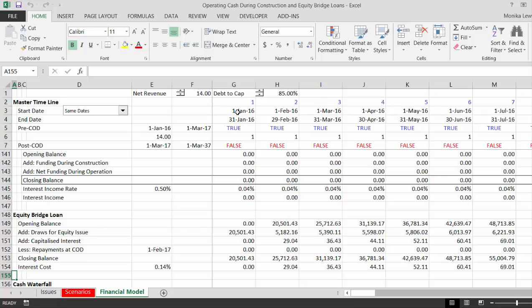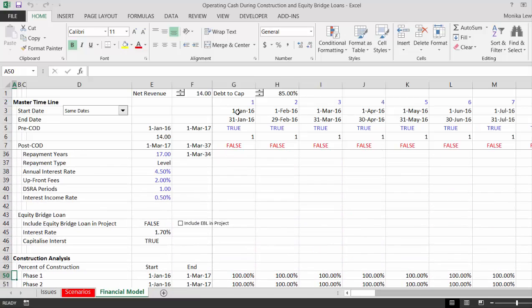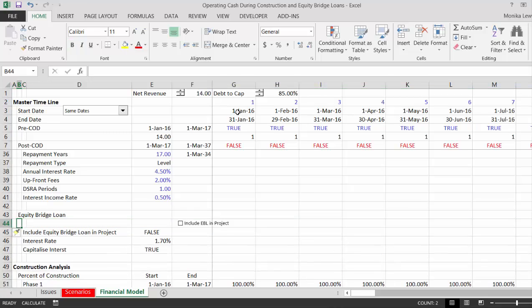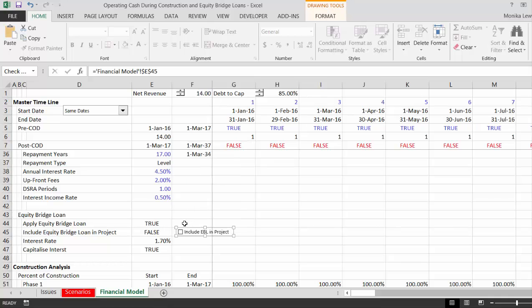Where am I? We go down, and to really illustrate the effect of the equity bridge loan, let's put one of the gimmicks in. And we'll just say simply apply equity bridge loan. Okay, now we could do it a couple of ways. We can just show it with and without the bridge loan, but I think it might be better to copy this gimmick up here and just say apply bridge loan.